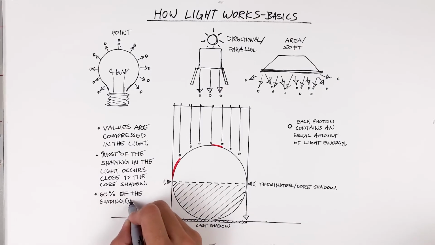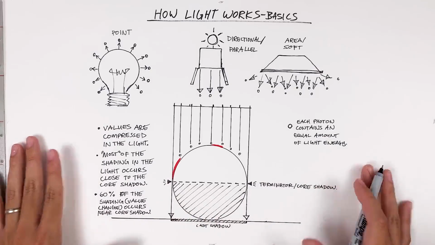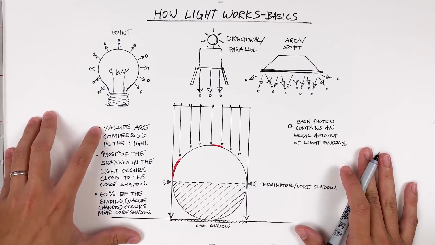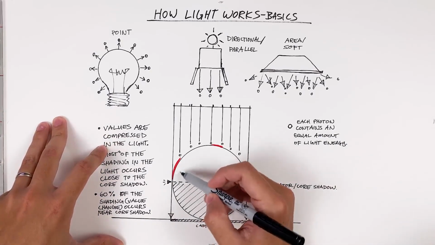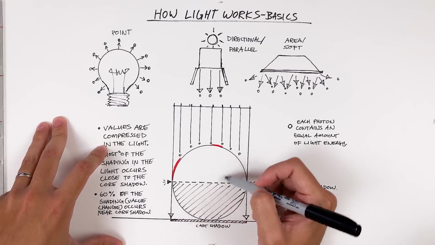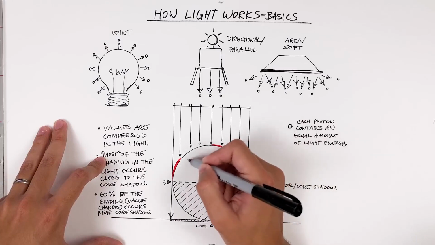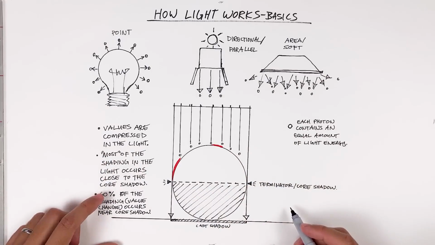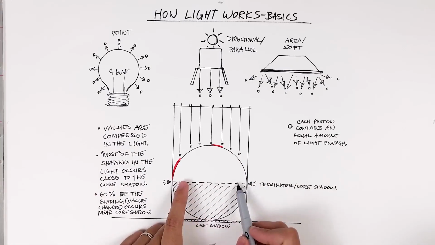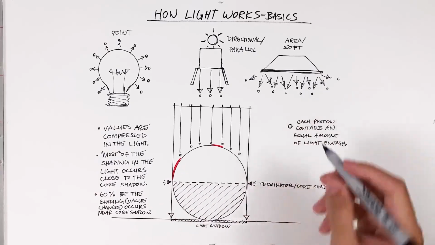To be more accurate, value change occurs near the core shadow. That's not actually super useful for us. For artists, you need to keep this in mind. The values are compressed in the light because most of the value change is going to occur closer to the core shadow, and less of the value change is going to occur as you go further up towards the light source. So that means that the vast majority of the shading that you're going to apply is going to happen near the core shadow. You want it to be de-emphasized as you get up near the top.